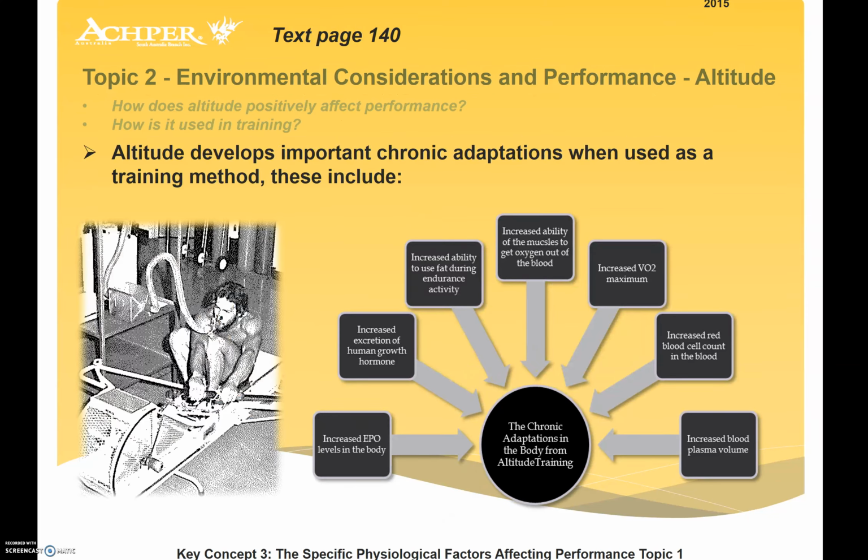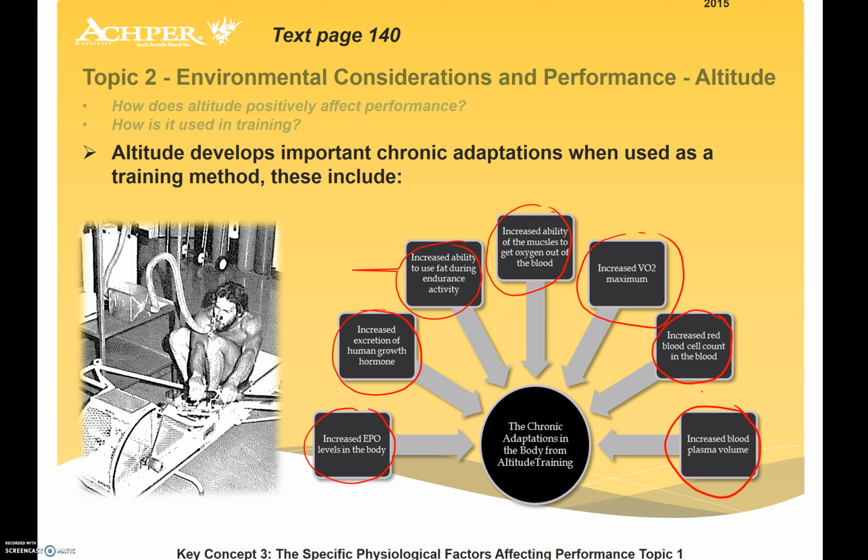So how does altitude positively affect performance? If we're talking about becoming sick, how can it actually help our performance? How can it actually be used in training? Like anything, if you put your body under stress, your body will change. Altitude can develop important chronic adaptations when used as a training method. If we train at altitude, we can see these things happen: increased EPO levels in the body, increased exertion of human growth hormone, increased ability to use fat during an endurance activity, increased ability of the muscles to get oxygen out of the blood, increased VO2 max, increased red blood cell count in the blood, and increased plasma volume.